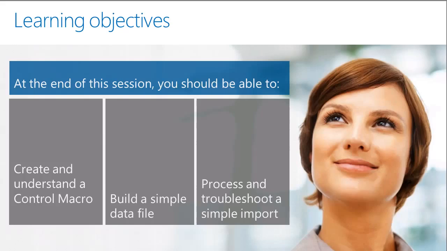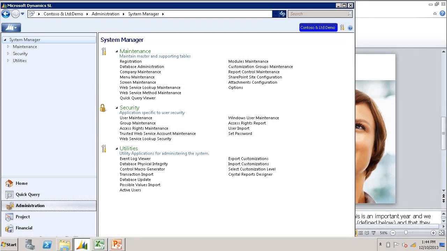Let's get started. The transaction import utility allows users to import data into Microsoft Dynamics SL databases using a data file containing the data you wish to import and a control macro. The control macro simply tells the system in which field to put the data that is included in your data file. Transaction import sends the data it imports to specific data entry screens. The end data appears just as if entered manually.